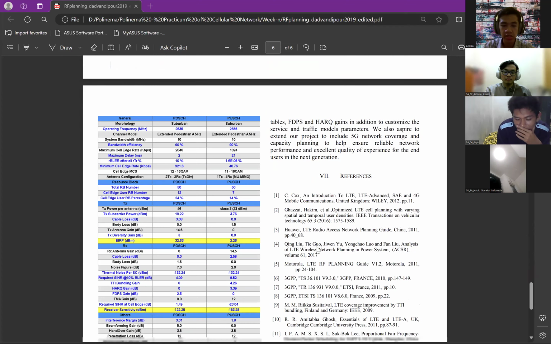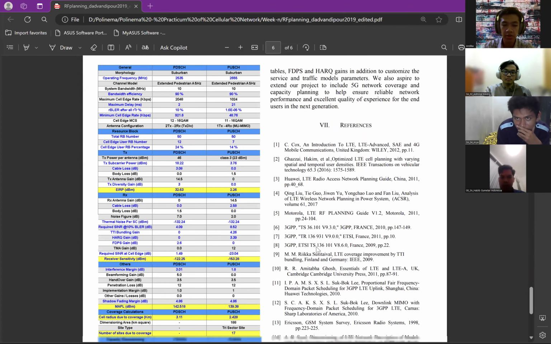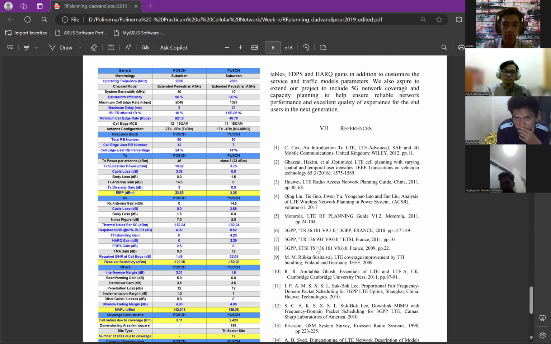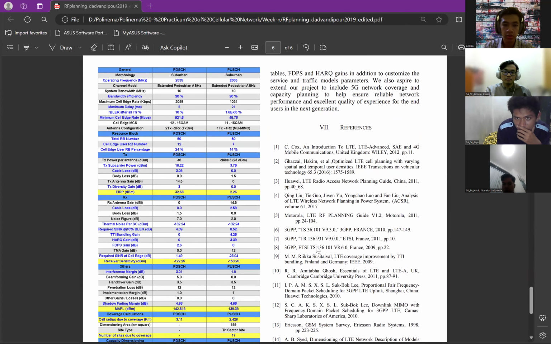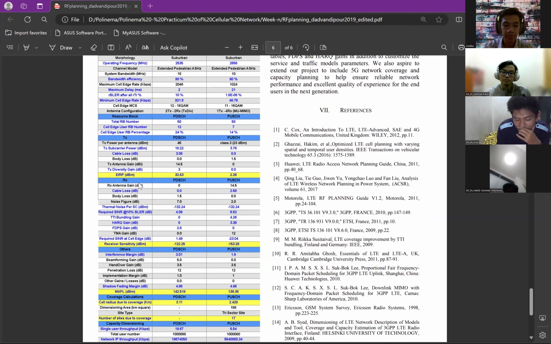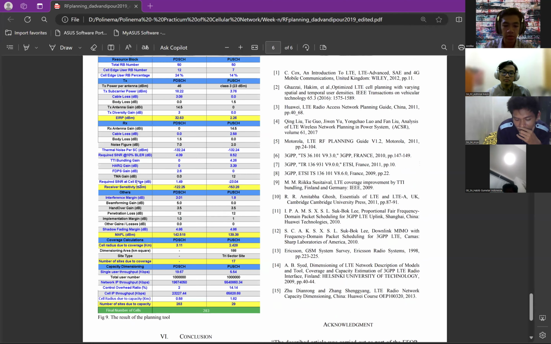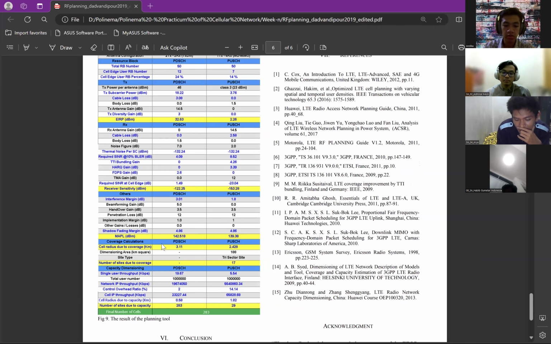The next is the result table. You can see that there are two main categories, PDSCH and PUSCH, with several specifications or parameters. This is the result of the planning tool.